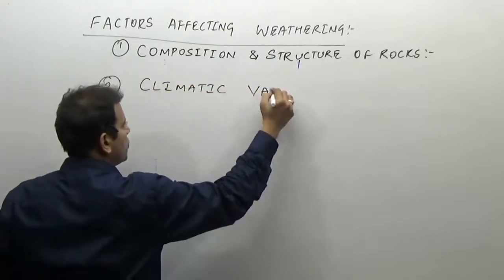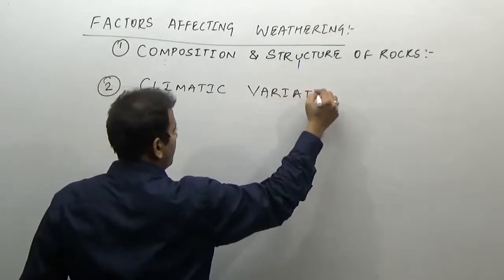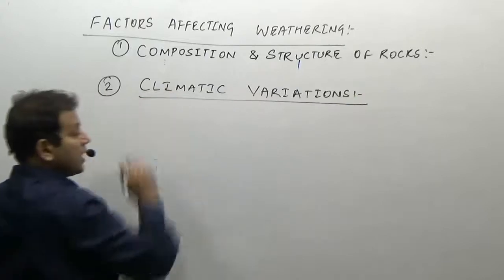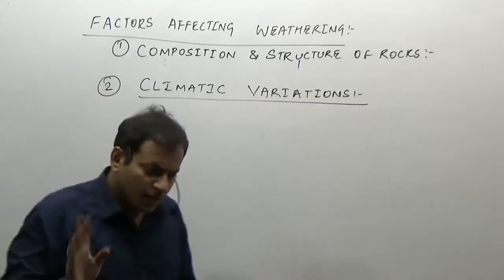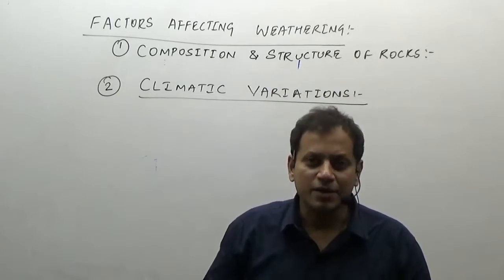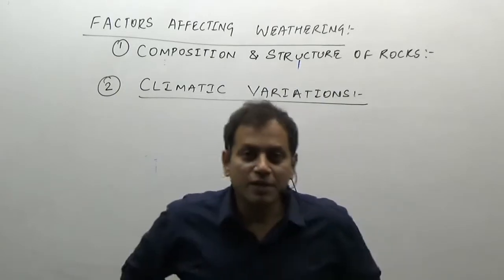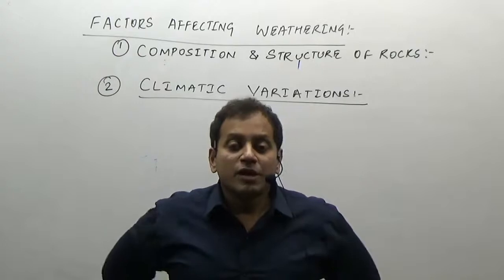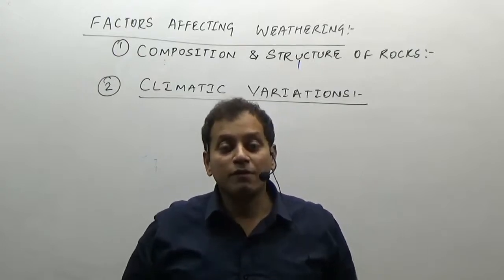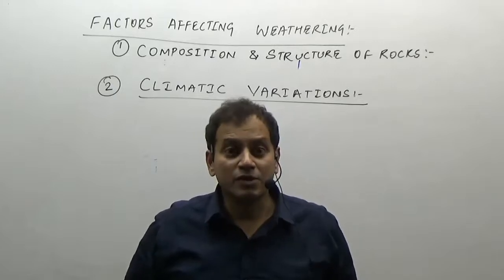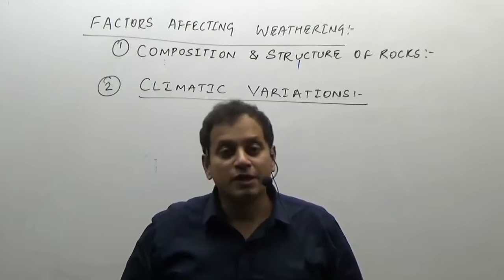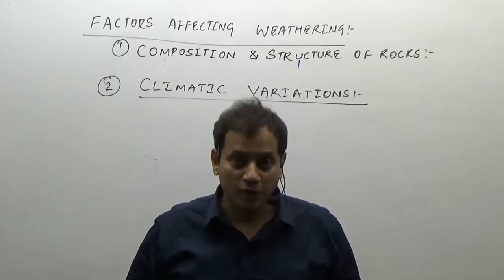Is the climatic variations of the rocks. Now how do the climatic variations affect? Take an example, the climate in the desert region. There is a property of limestone rock that it is more resistant to physical weathering when there is no weathering involving water, as compared to when there is a weathering involving water.